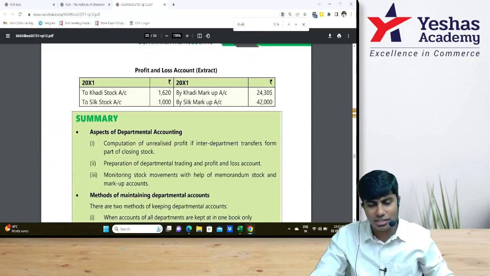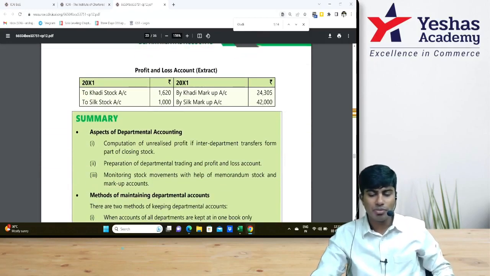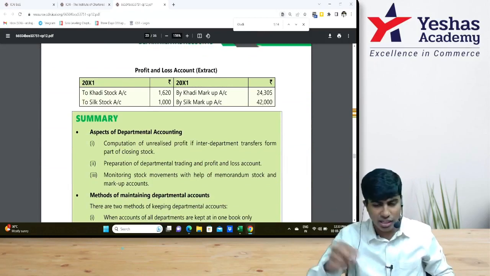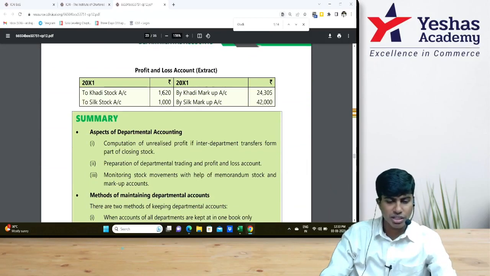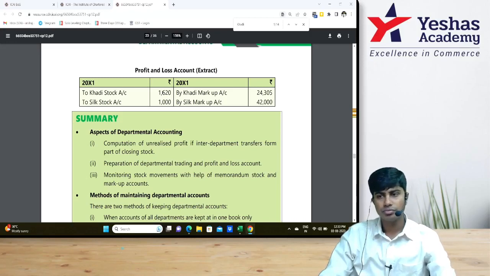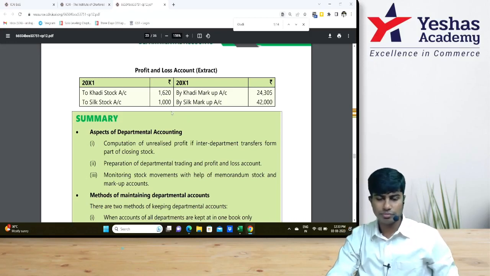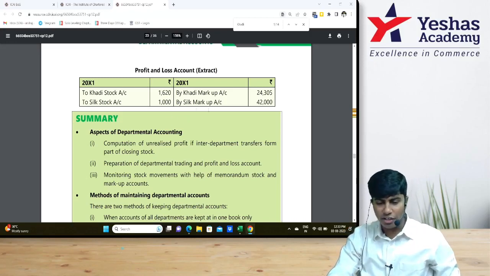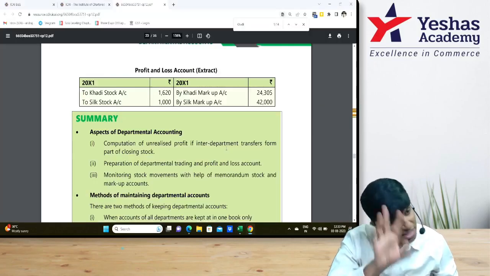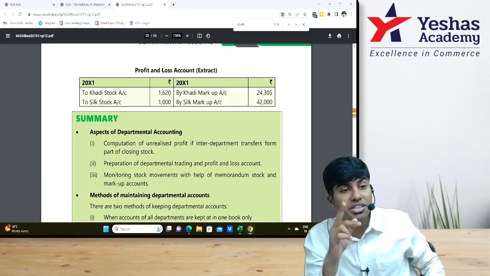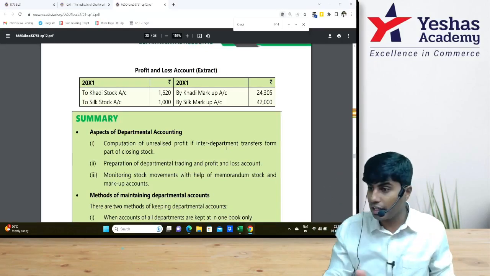So P&L extract is done. 1,620 debit, 24,305 credit. See the net difference? 24,305 minus 1,620. Do it, do it. Or simple, 42,000 minus 1,000. 41,000. That one? 22,685. 22,685. They've got the answer the same, but the presentation is different because markdown is not done like this.